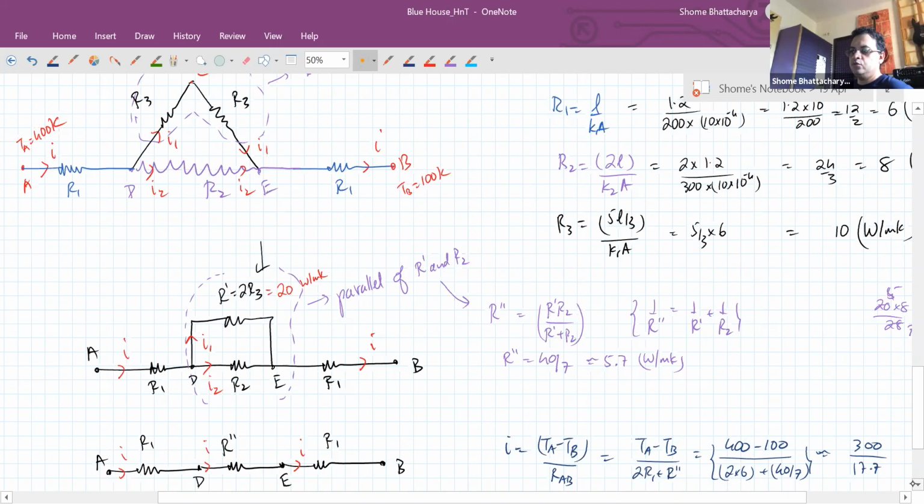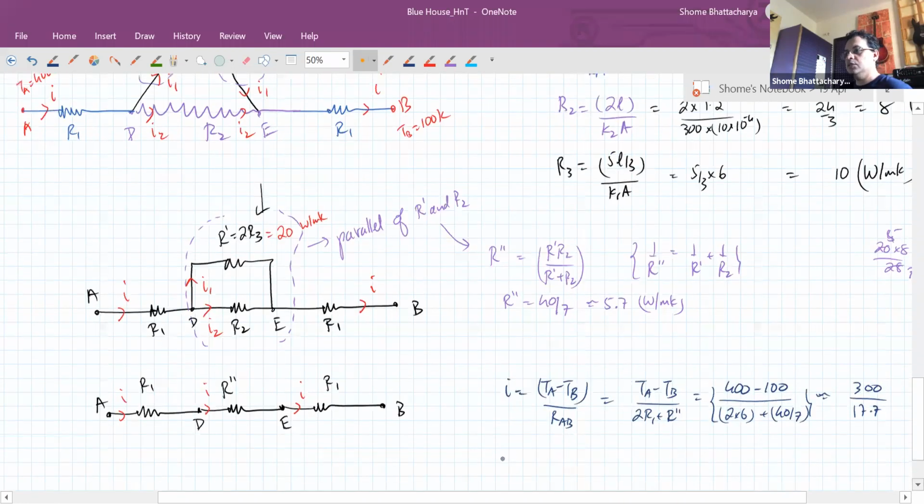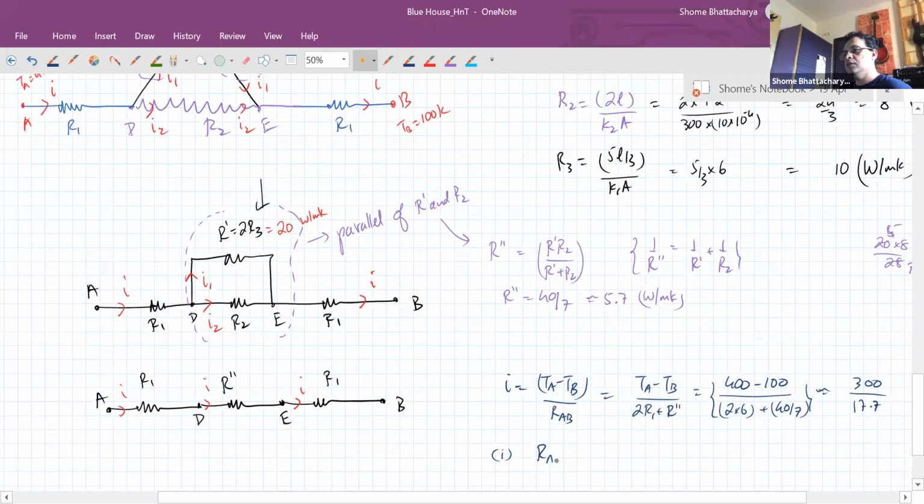So first of all, we are getting two of our answers over here. The first answer, for what is RAB, the equivalent resistance across AB, that is our 17.7, or you can say 12 plus 40 by 7 to be precise.